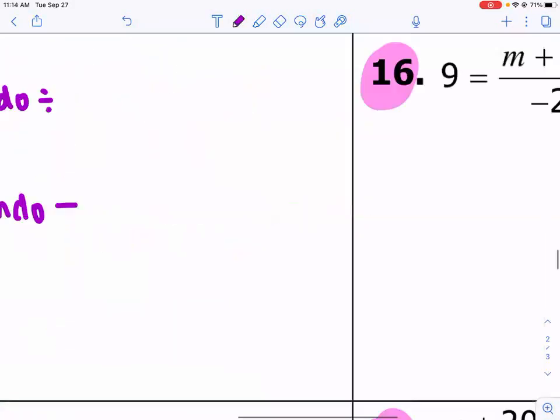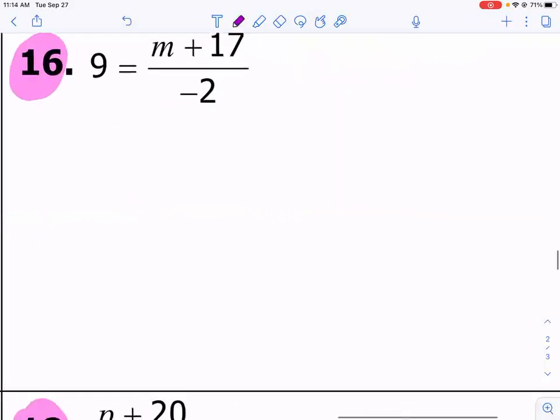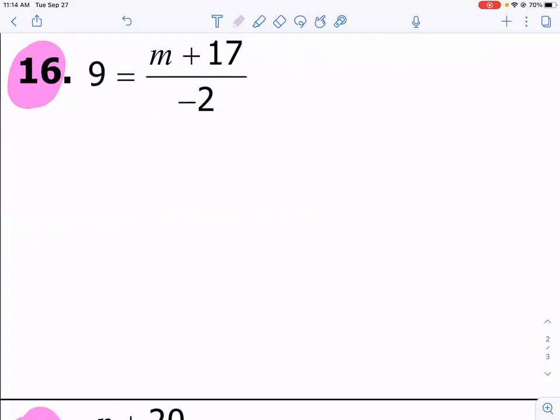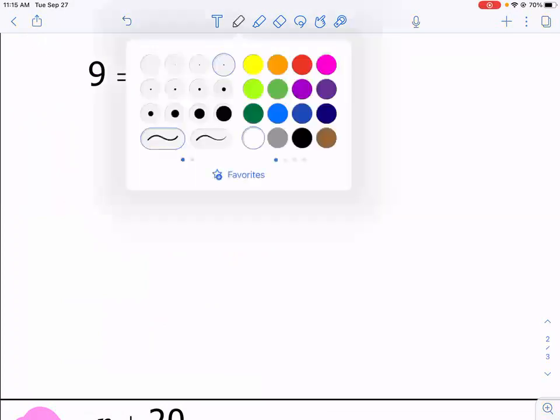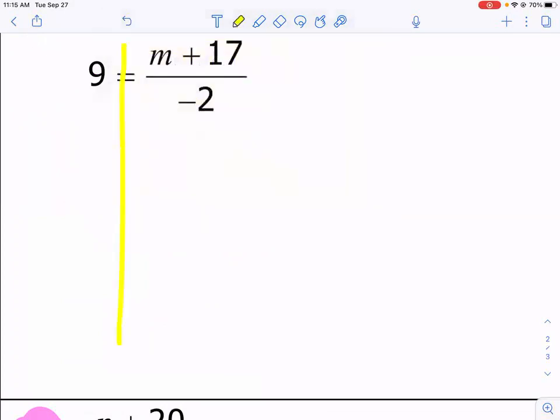Let's do number 16. All right, so this is number 16. Draw your fence. Do you remember when you looked at these problems and got really scared, Trent? Yeah, but they're easy. And now that we're doing them, are they so bad?